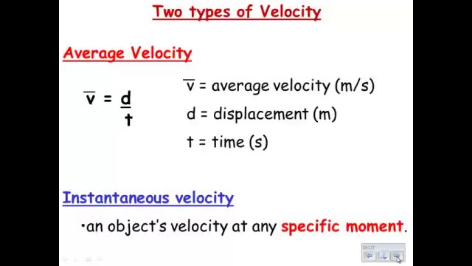However, sometimes we'll talk about an instantaneous velocity, and that instead of an average velocity would be an object's velocity at a specific moment in time. At that instant in time, what is the velocity?